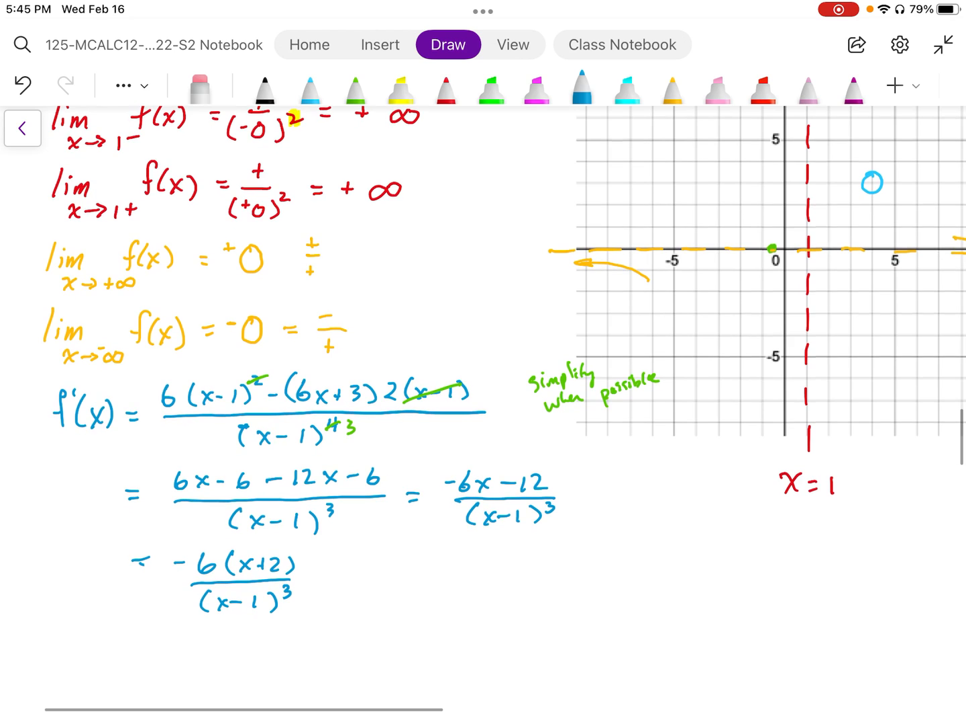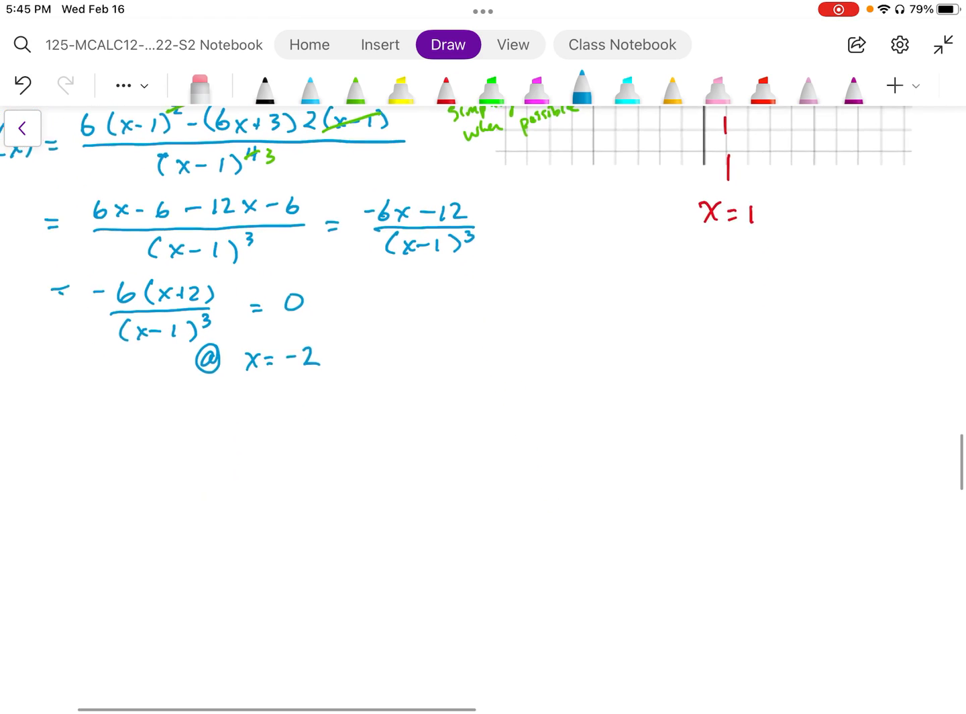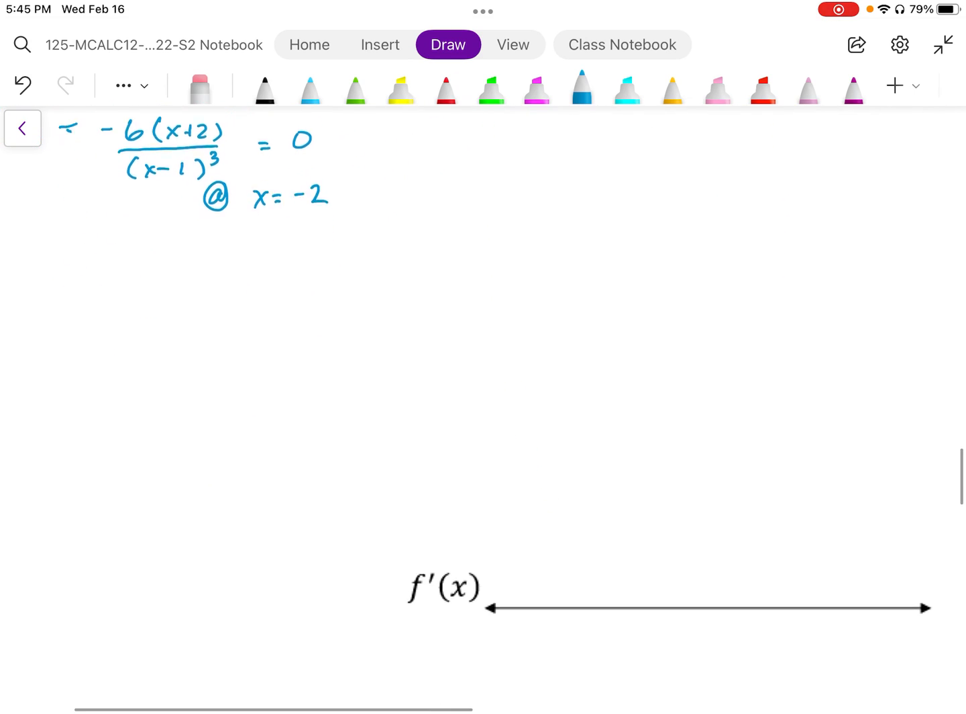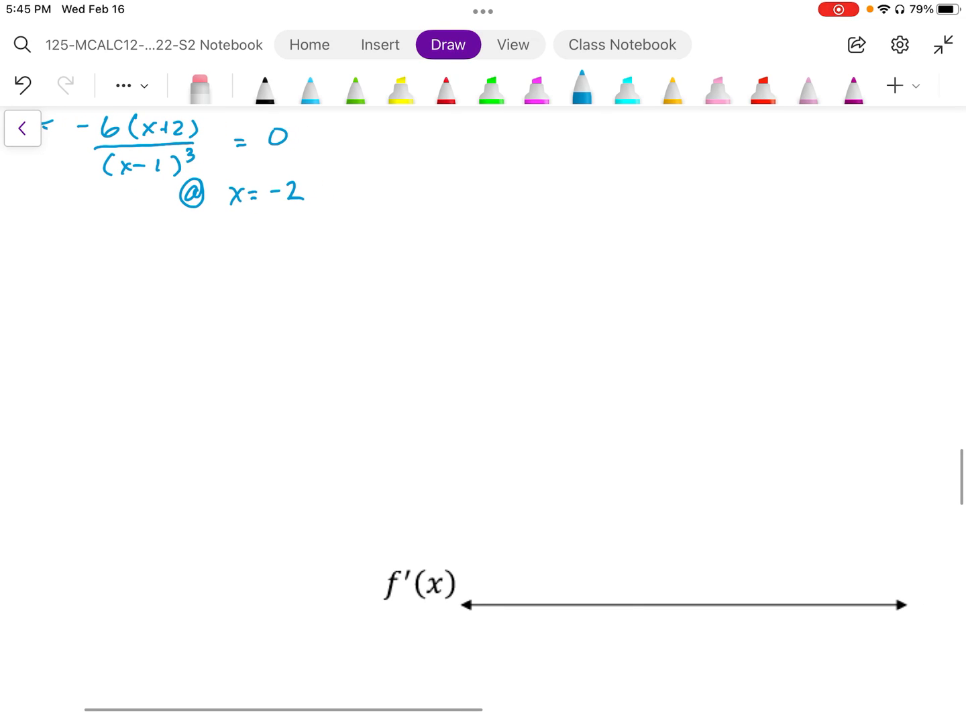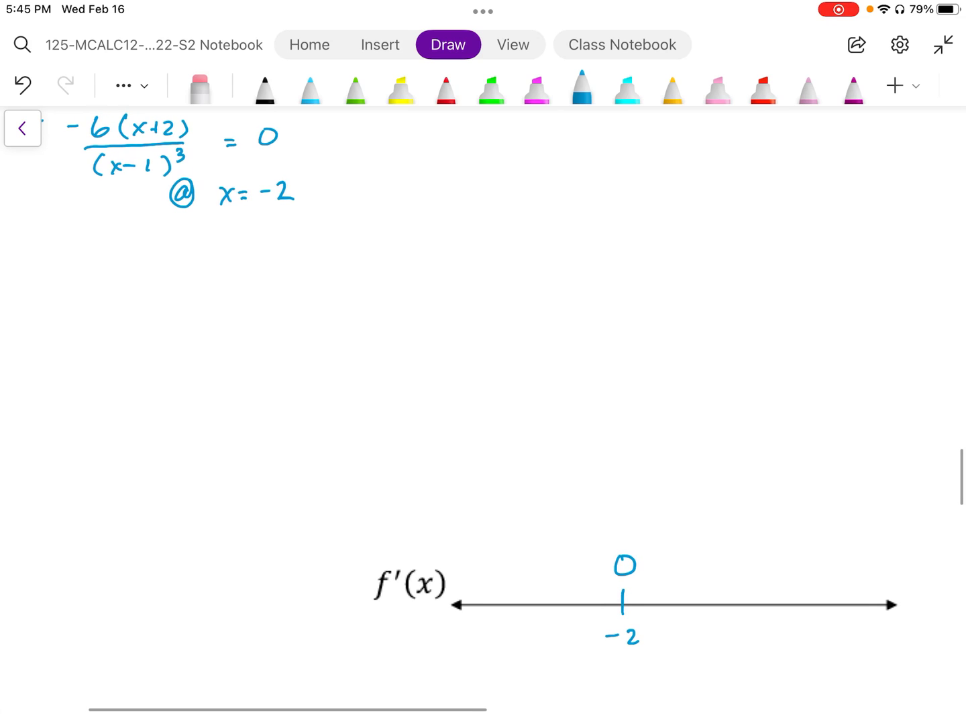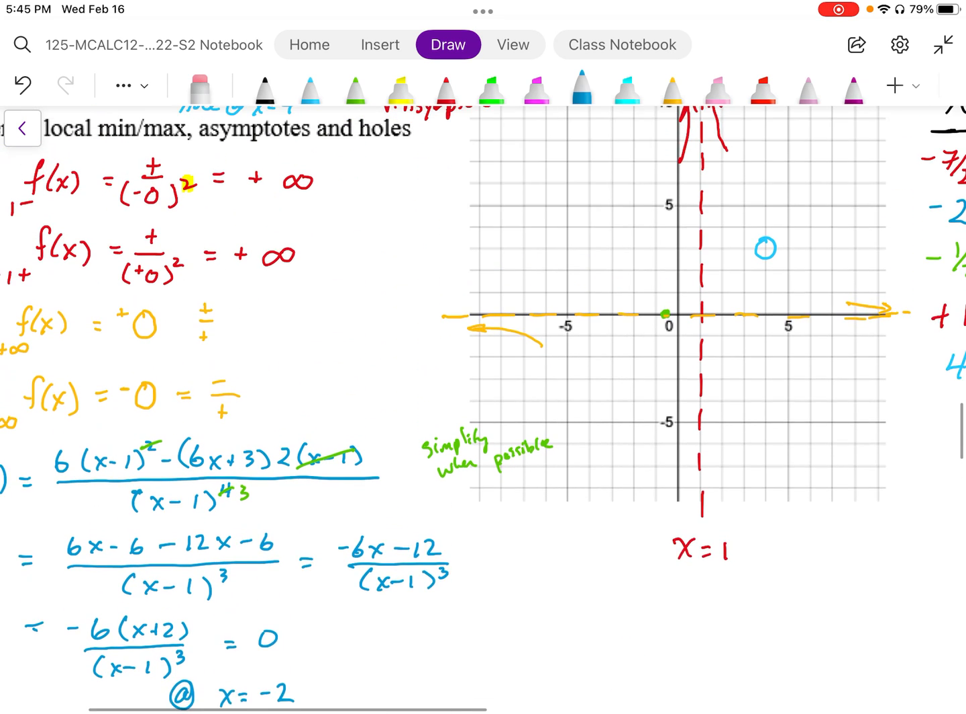Okay, so that means then that this is equal to 0 at x equals negative 2. And so I need to put that into my slope chart. At x equals negative 2, I have a 0 slope. Okay, so I'm going to put that into my table of values.